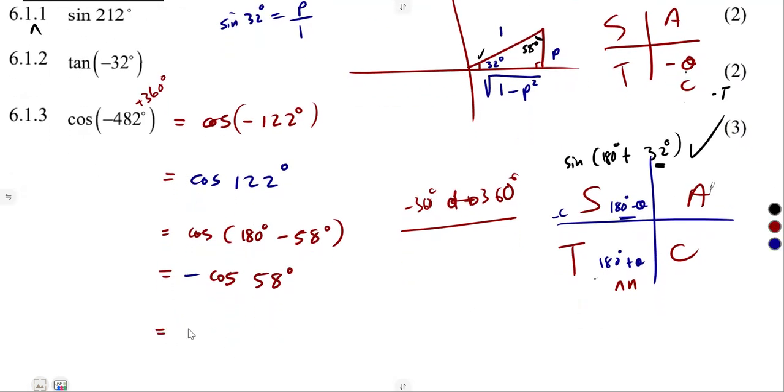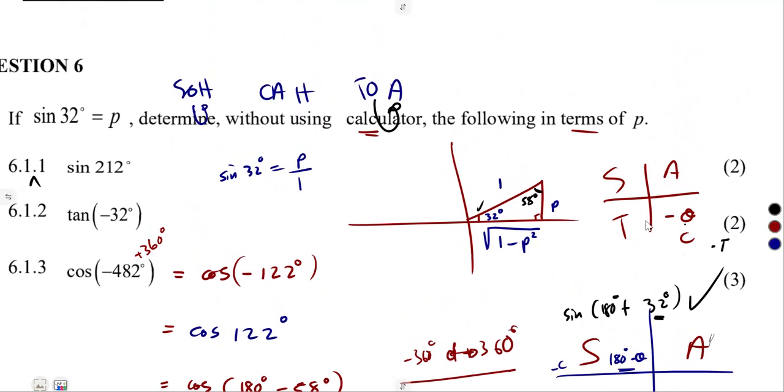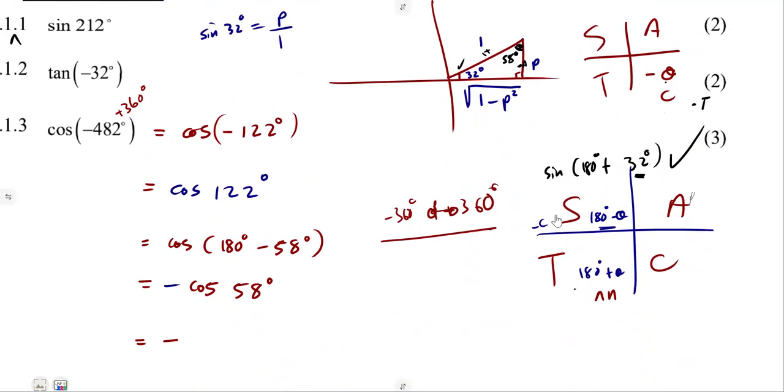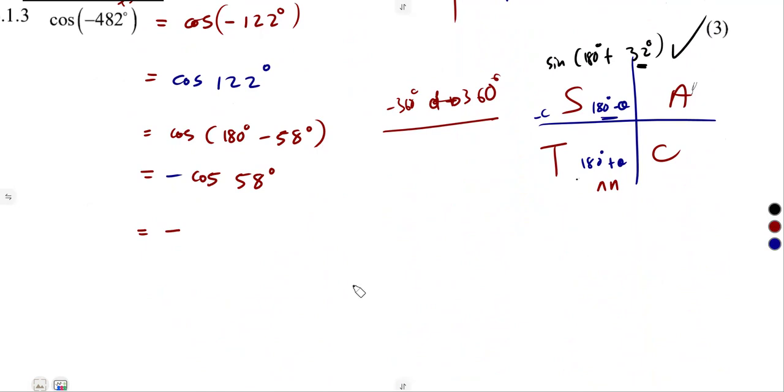That is going to give us what? Minus the value for cos, adjacent over what? Hypotenuse. According to 58 degrees, the adjacent side is what? It is p. That's our adjacent. Hypotenuse is 1. So it's p over what? P over 1. So we're going to have minus p over 1, which is simply minus p. So that's minus p, just like that.